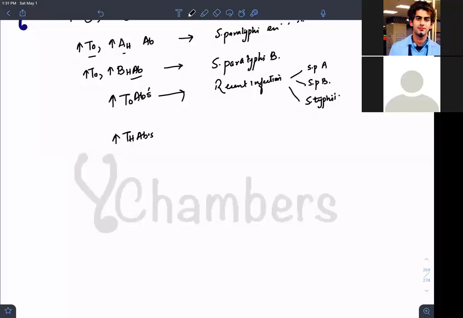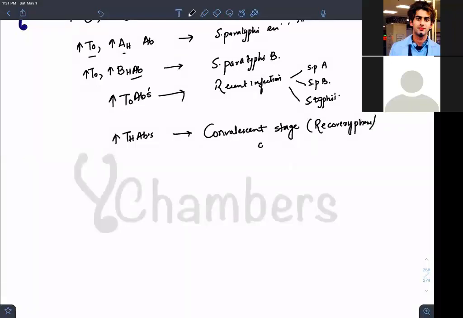Increase in the TH antibodies. That means they have destroyed everything and now I have less. So it means convalescent stage. What is convalescent stage? Convalescence means recovery phase. The patient is recovering.